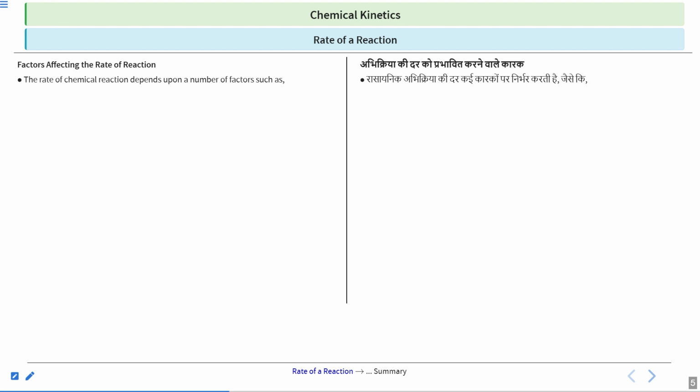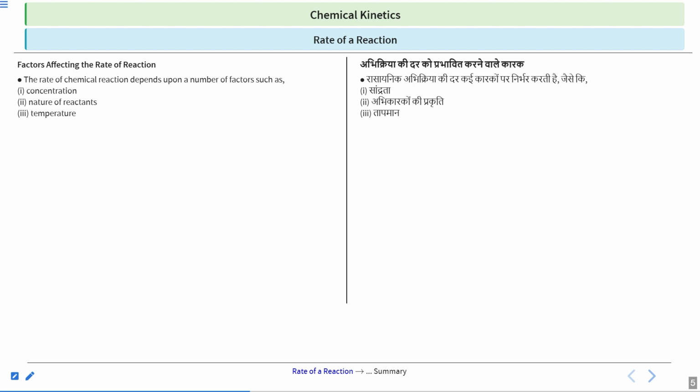The rate of reaction depends upon a number of factors. The first factor is concentration. It can be the concentration of the product or reactant. So we can change the rate of reaction by changing the concentration of reactant, or by introducing the product also. Clear? Second is nature of reactant. Of course, if we take different reactants, we will get different products, and also the rate of reaction will change. So this is very obvious.